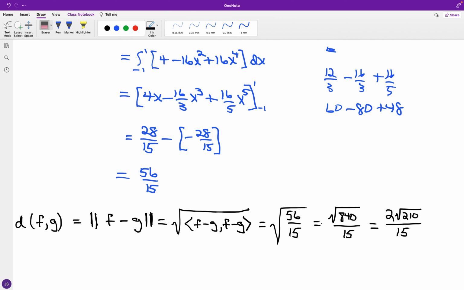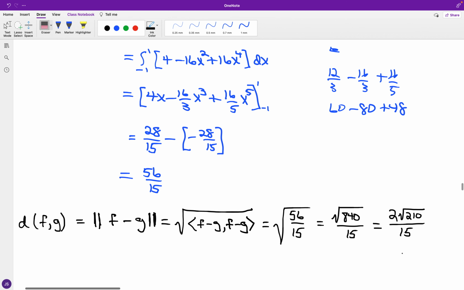And if I were to express this in any other reduced radical terms without the square root in the denominator and still maintain the exact form, the square root of 56 fifteenths will come out to the square root of 840 over 15, and that is reducible completely to 2 times the square root of 210 all over 15.